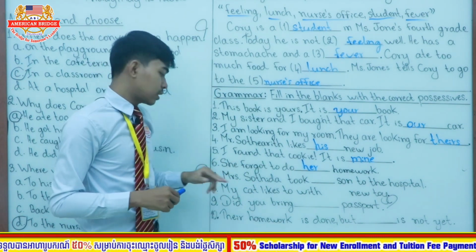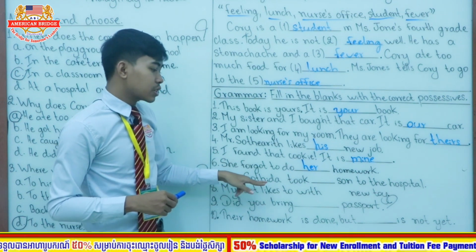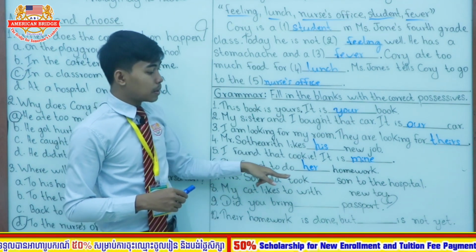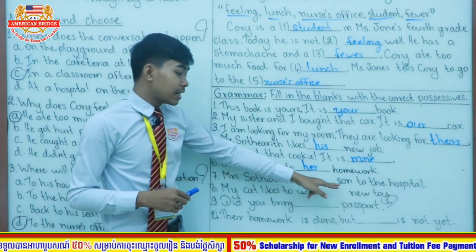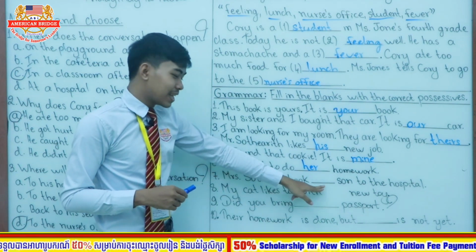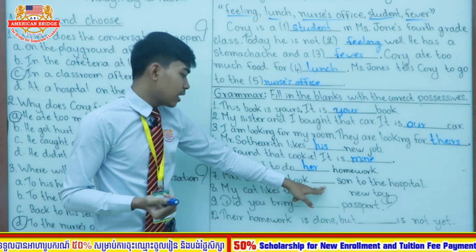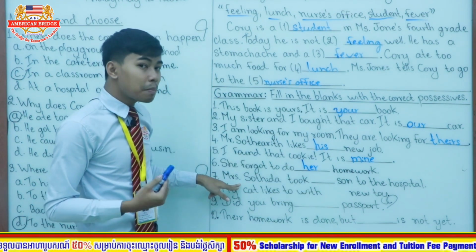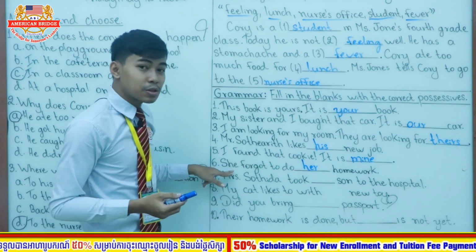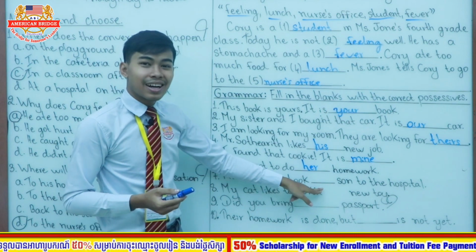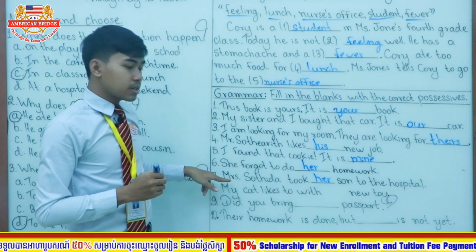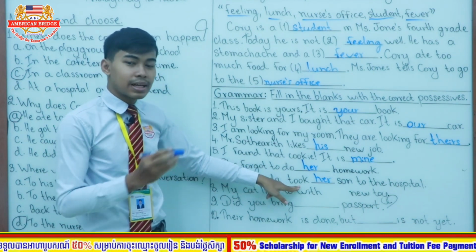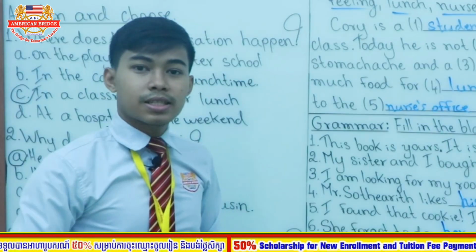Let's go to number 7. Mrs. Sotida took blank son to the hospital. So son here is the noun. So the blank here we have to complete with the possessive adjective. And what is the possessive adjective of Mrs. Sotida? Mrs. Sotida is a woman, right? So we have to use she, similar to number 6. So she took her son to the hospital. Took here is the past form of take, right? Take, took, taken.